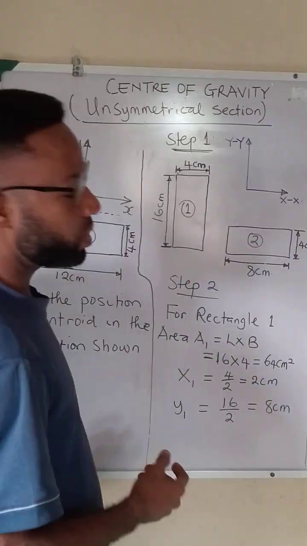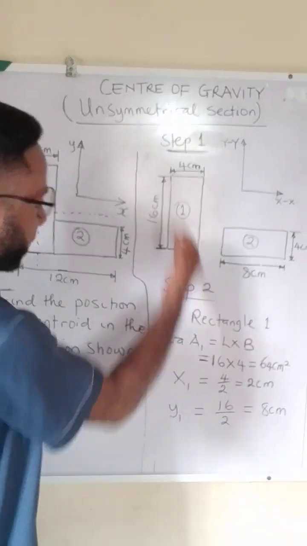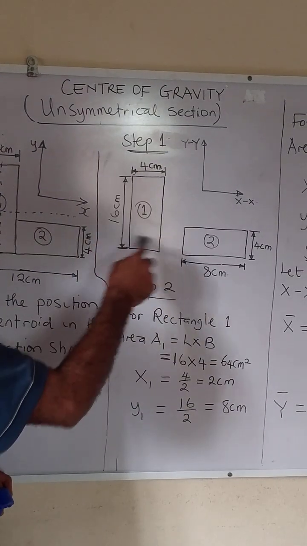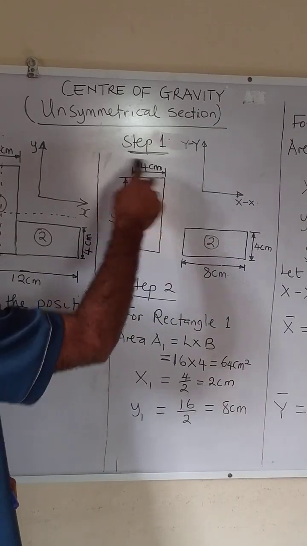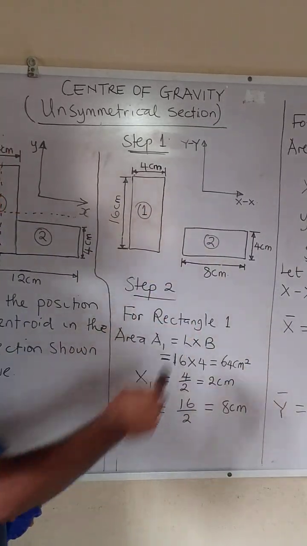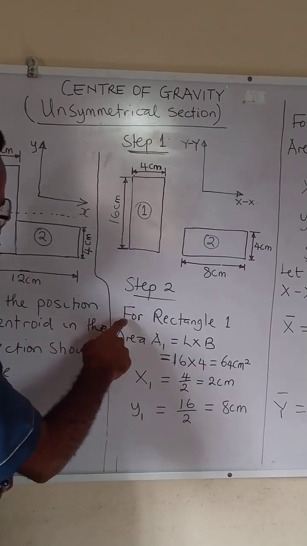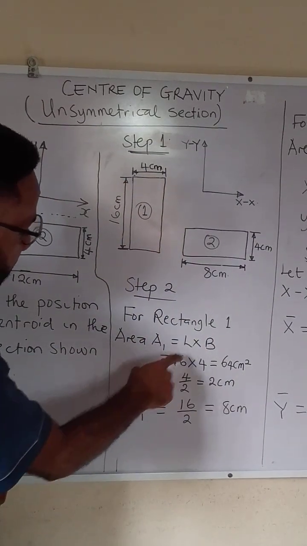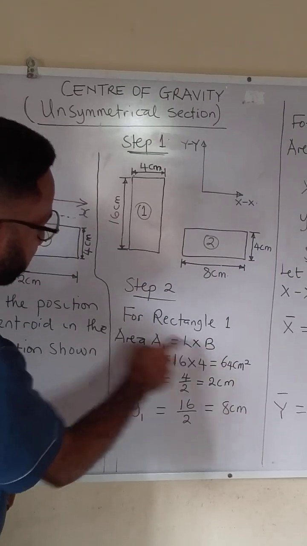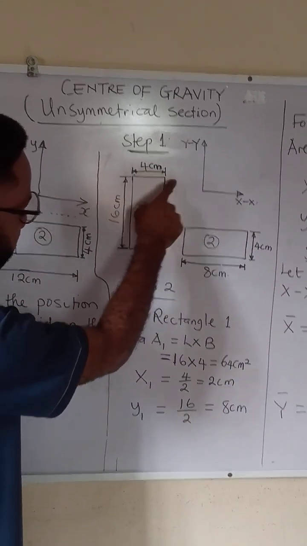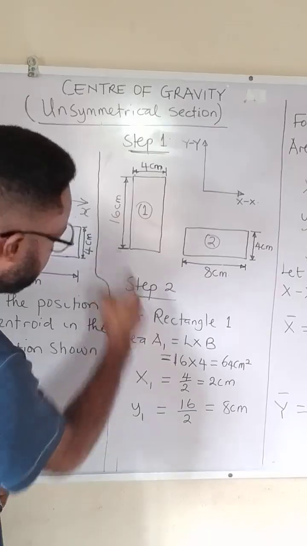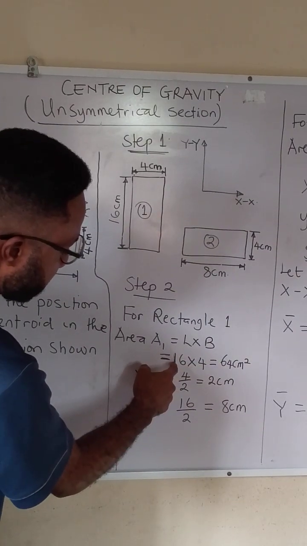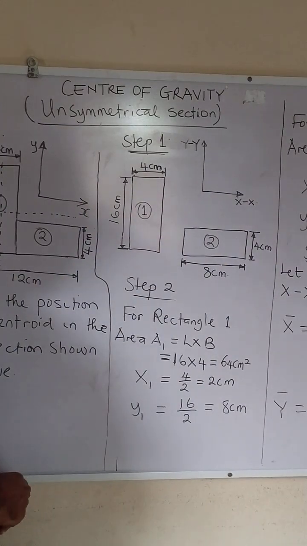So the second step is to find the area of these different shapes. And so we have for shape 1, which is a rectangle. This is a rectangular shape. This is also a rectangular shape. So for rectangle 1, we are taking this one into consideration. Now we have that the area is length times breadth. This is the length and this is the breadth. So when you say 16 is the length, the breadth is 4 cm. So when you say 16 times 4, that will give you 64 cm.